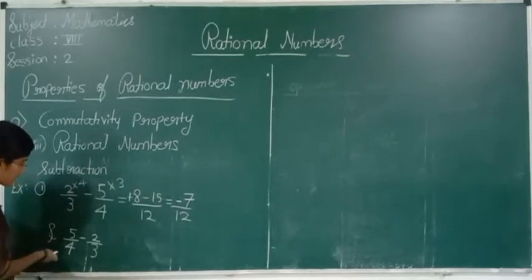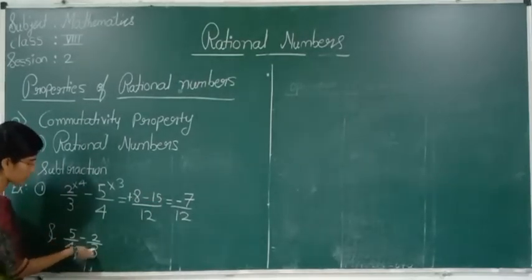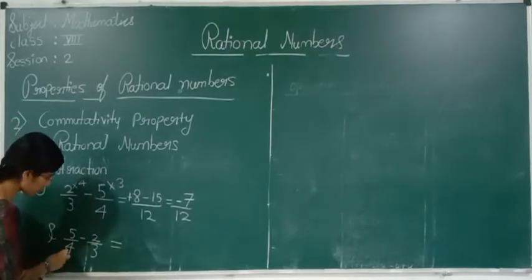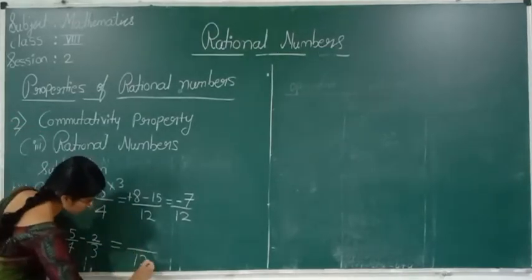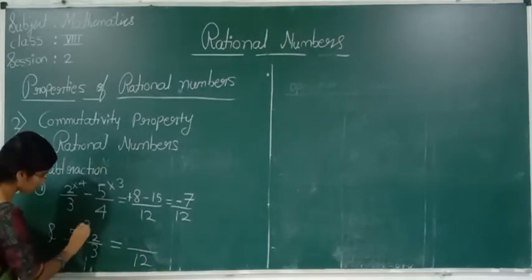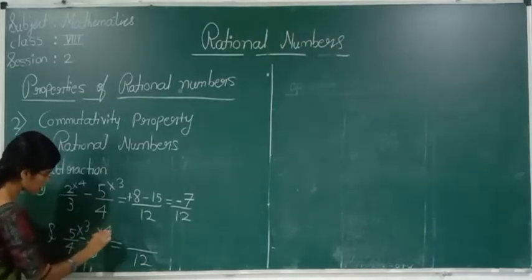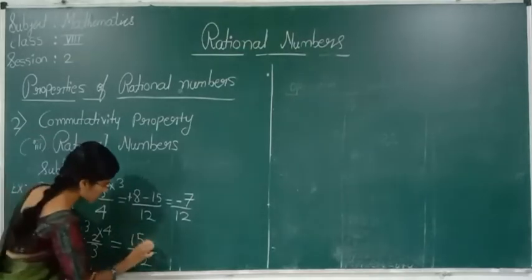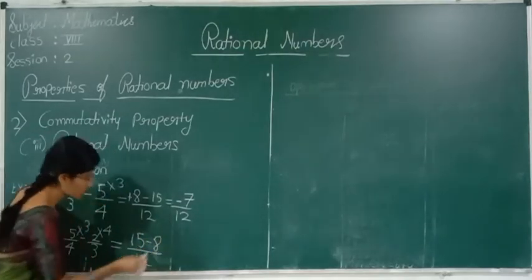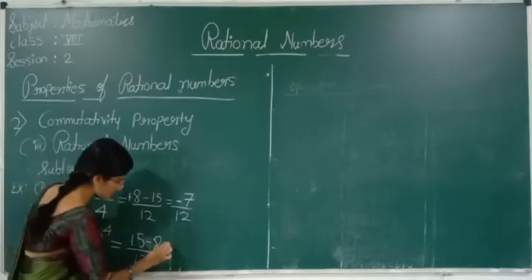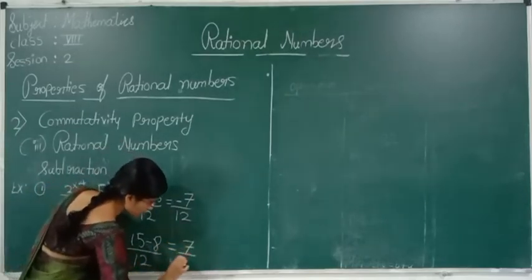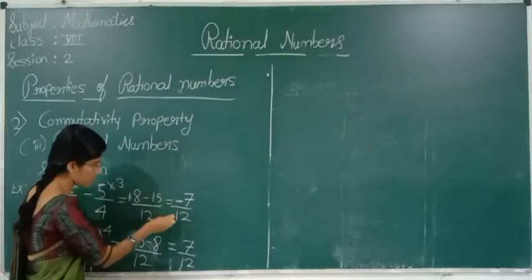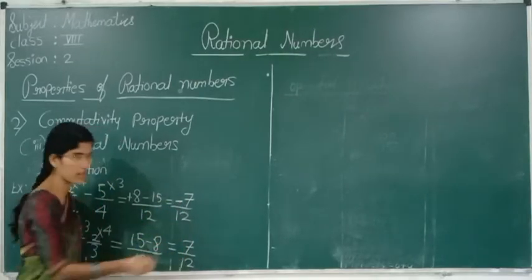Now we will see 5 by 4 minus 2 by 3. What answer will we get? The LCM of 4 and 3 is 12. 4 3s are 12, 3 5s are 15, 4 2s are 8. 15 minus 8 is 7. So 7 by 12. Now see, here we are getting minus 7 by 12, and here we are getting 7 by 12.